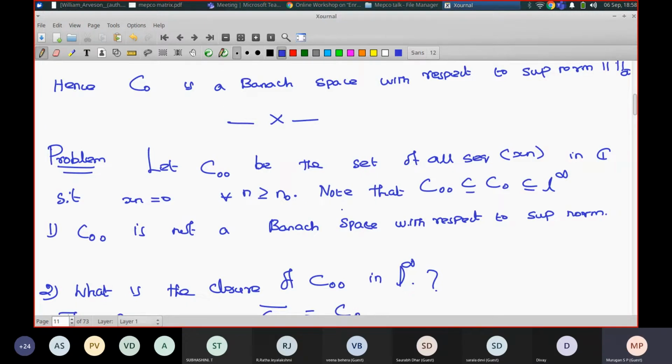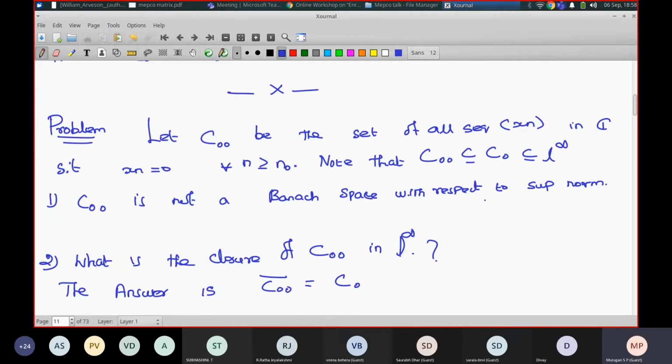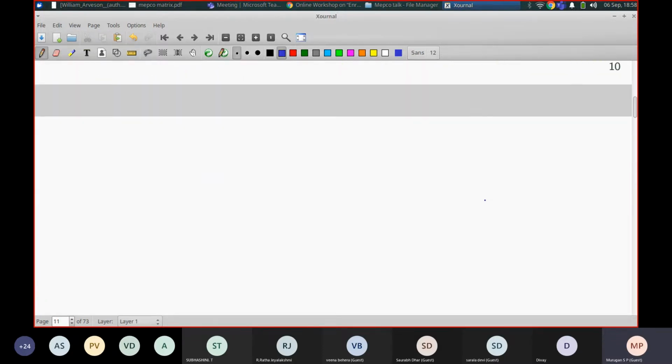Okay. So you can easily see that c_00 is completely sitting inside c_0. Then you can naturally restrict the norm. There is a sub-norm in L infinity. You can restrict it to its norm in c_00 and c_0. Note that c_00 is not a Banach space. First, with respect to the sup norm, what is the closure of c_00 in L infinity? The answer is c_0. Okay, it is easy.